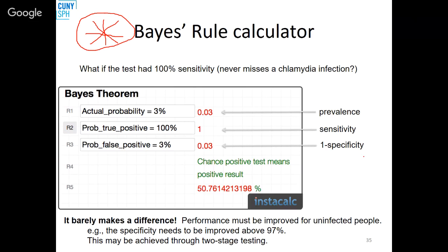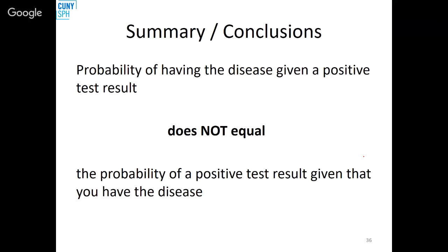So remember those things. Okay, wrapping up, the probability of having a disease given a positive test does not equal, and you all know this now, the probability of a positive test given that you have the disease. Those are opposite conditional probabilities. They're not the same thing by any means.